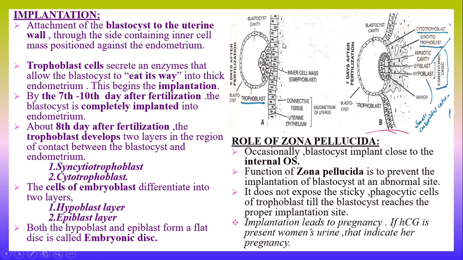அதனால என்ன ஆகும், ஒரு பிட் ஃபார்ம் ஆகும், ஒரு குழி. அந்த குழிக்குள்ள போய் கரு பதியும். இங்க பாரு, அப்படியே கருக்குள்ள கரு பதியும். இது 6வது நாள்ல, 4வது நாள்ல யூட்ரஸ்குள்ள வருது, 6வது நாள்ல இது, 7வது நாள்ல நல்ல கரு பதிஞ்சிடும். 8வது நாள் பார்த்தீங்கன்னா கம்ப்ளீட்டா டெவலப் ஆயிடும். பாரு, this begins an implantation. By the 7th to 10th day after the fertilization, the blastocyst is completely implanted into the endometrium.